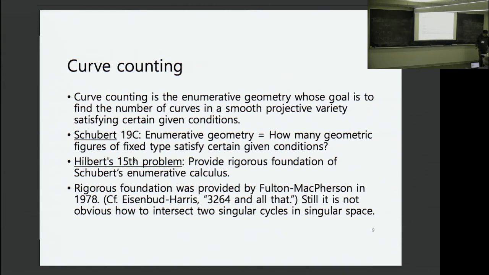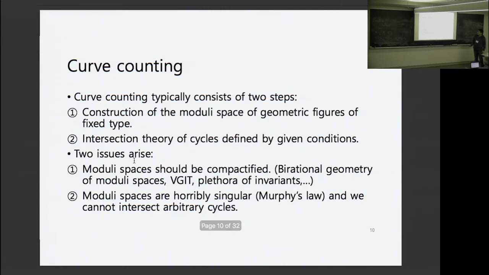Okay, so curve counting usually consists of two steps. We first construct a moduli space that classifies all geometric figures of fixed type, or curves of fixed topological type, for instance. Then you think about the given conditions, and each of the conditions gives you cycles or subsets. And then you take the intersection theory, with the intersection numbers of the cycles. And then of course, the third step that I did mention is that you have to check that really the numbers you get are curve counting numbers.